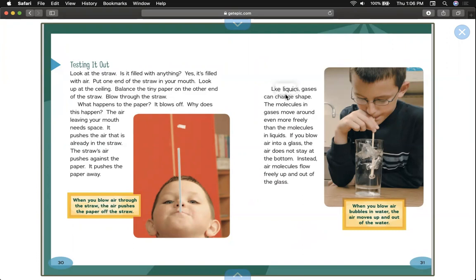Like liquids, gases can change shape. The molecules in gases move around even more freely than the molecules in liquids. If you blow air into a glass, the air does not stay at the bottom. Instead, air molecules flow freely up and out of the glass. So we can see when you blow air bubbles in water, the air moves up and out of the water.